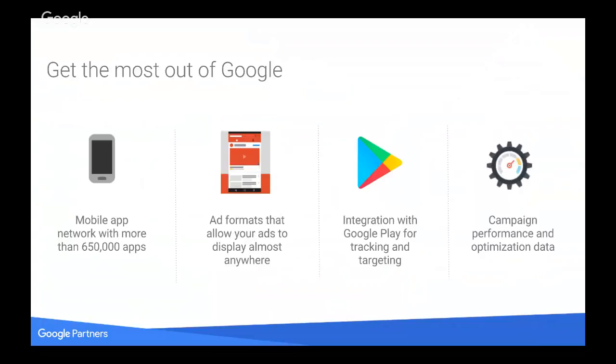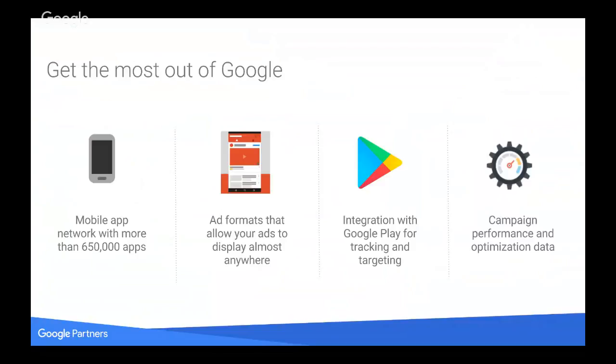Now, how does Google help you in these aspects? With a mobile app network that has more than 650,000 apps, you can promote your app on the Google Play Store. So integration with Google Play also helps you identify the number of app installs, a section that we'll also be covering under conversion tracking later on in this presentation.